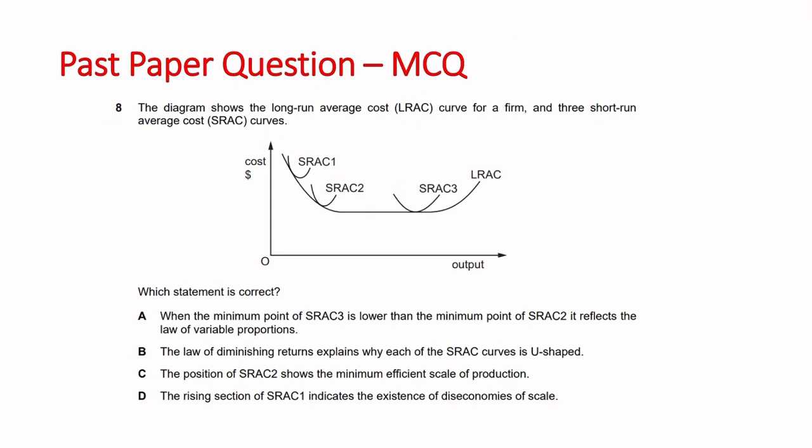When the minimum point of SRAC3 is lower than the minimum point of SRAC2, it reflects the law of variable proportions. B. The law of diminishing returns explains why each of the short run average cost curves are U-shaped. C. The position of the short run average cost curve 2 shows the minimum efficient scale of production. Or D. The rising section of the short run average cost curve 1 indicates the existence of diseconomies of scale. I'm going to give you guys another minute to answer this question.